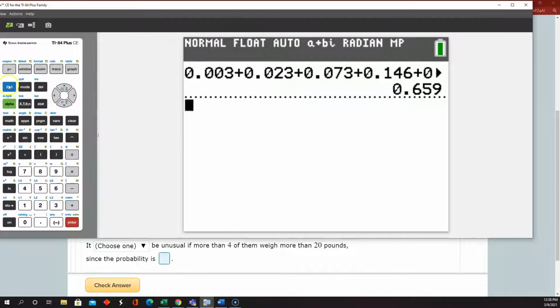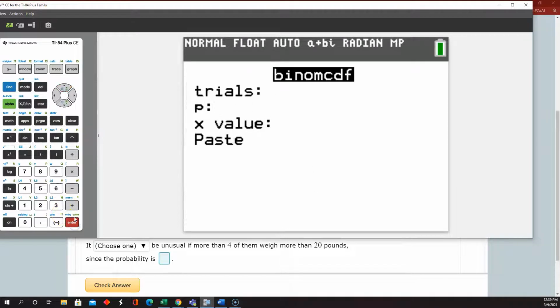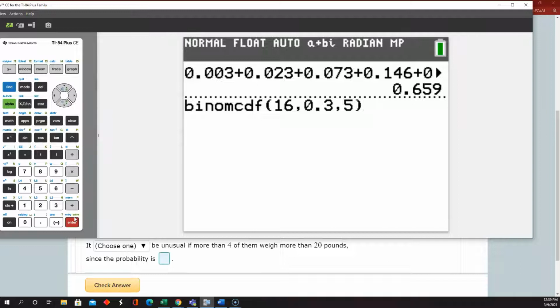This 0.659 number we can get on the calculator by saying second vars and binomial CDF, the C for cumulative, 16 trials, probability of success 0.3, and we want to put an X value of 5. This will give us the sum of the probabilities up to and including 5 successes, and there's the 0.659 number. Now technically that rounds up to 0.66, but there's the 0.659 number.